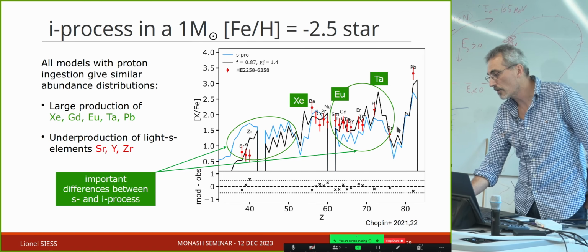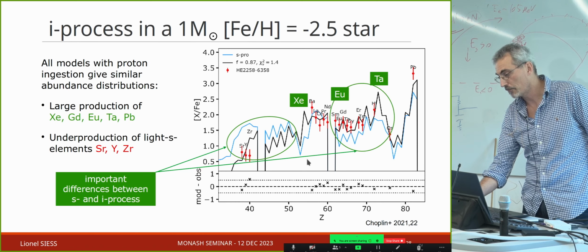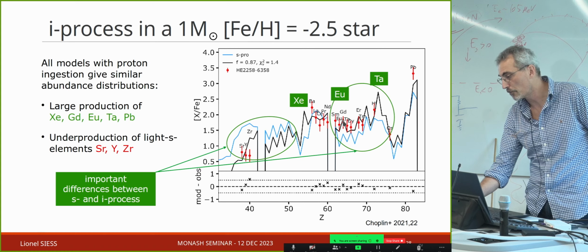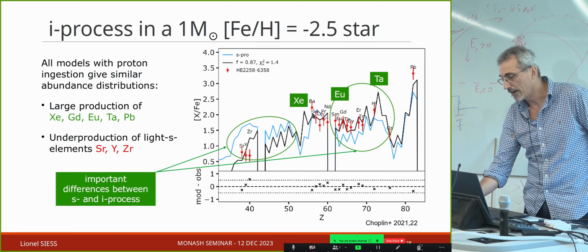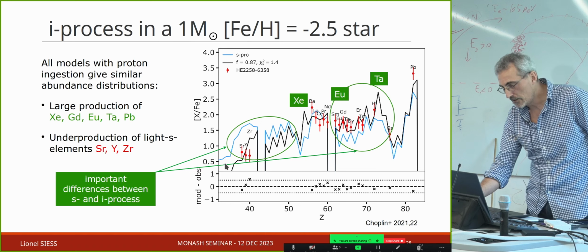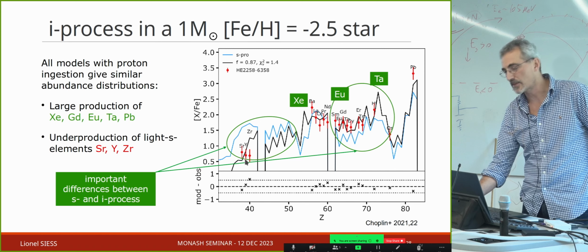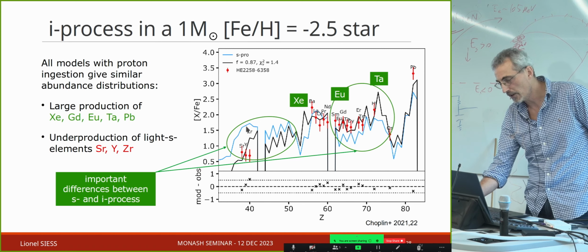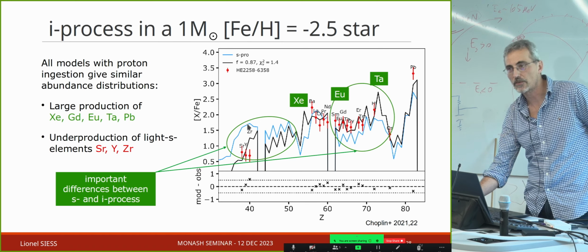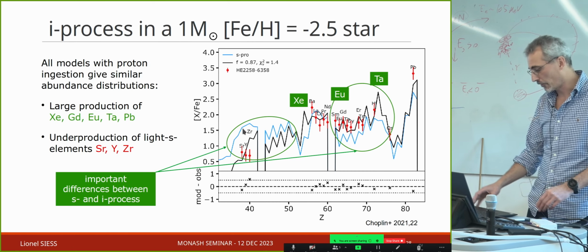And you can see that it does a pretty good job, and much better than the S process, which is the blue curve. Especially, you see the europium is overproduced. Tantalum is largely produced, but we can't observe it. We still produce barium, some xenon as well. But the main difference is also that in the S process, you also produce some light S process elements like strontium, yttrium, or zirconium, which are here, and those are not reproduced by the I process. So there are some differences, and we can distinguish between the two processes.